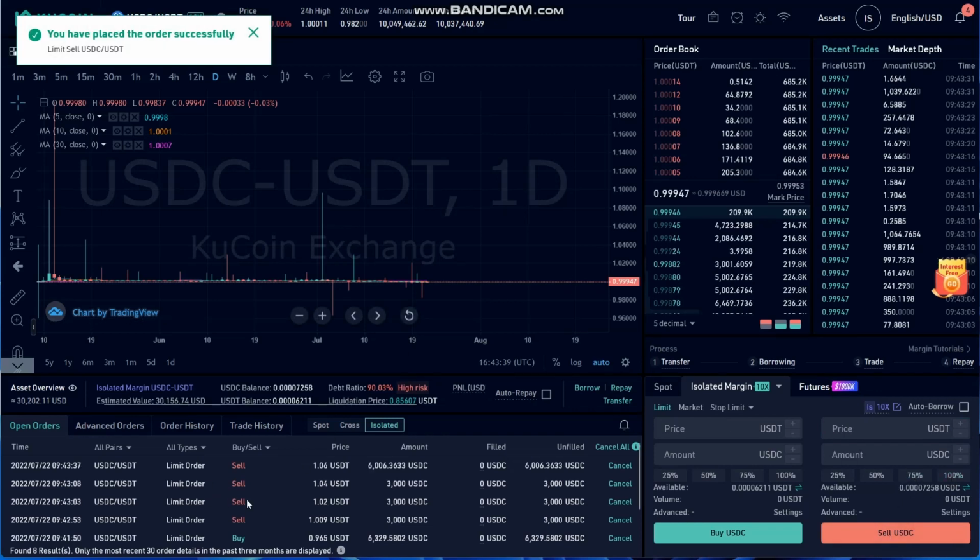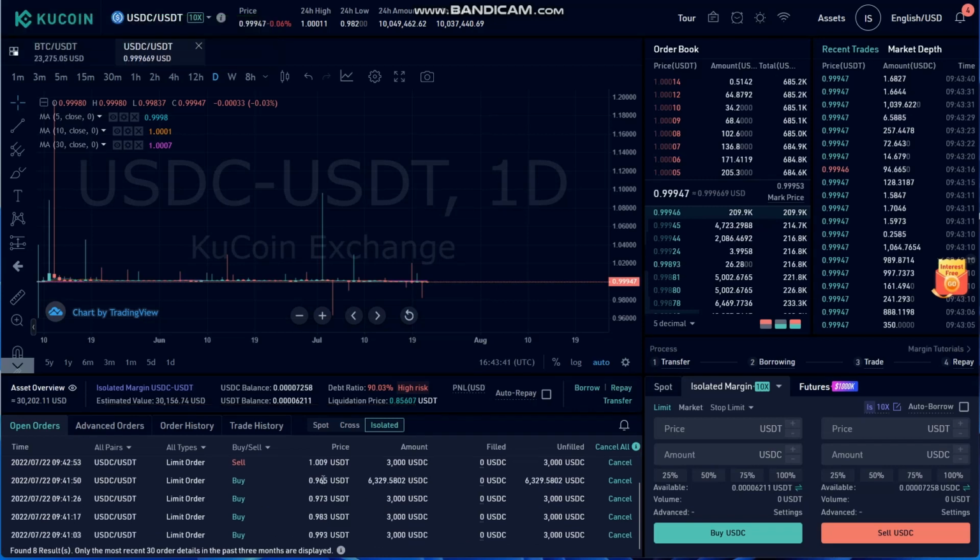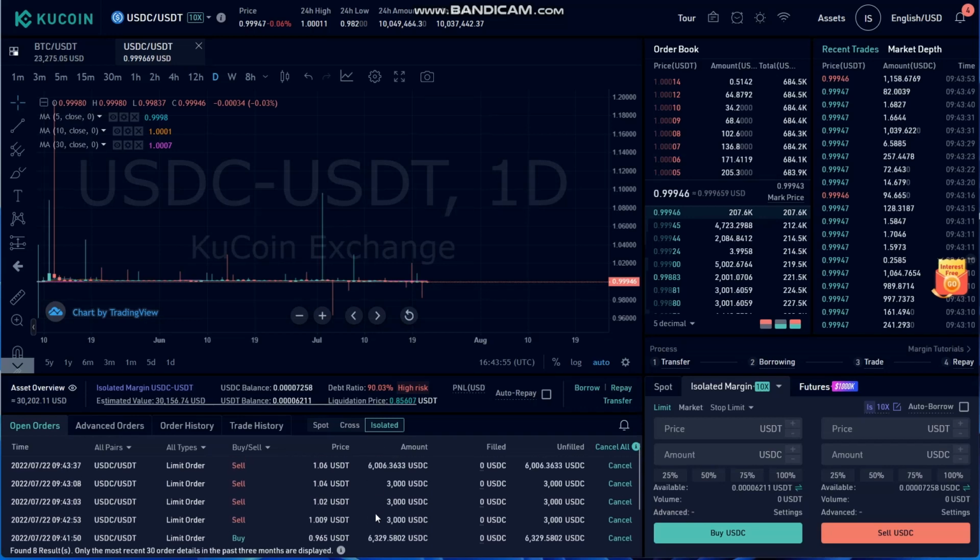So now you can see all your open orders. If it dips 1%, 0.993, 0.983, 0.973, 0.965, if it dips to these numbers, your orders will get filled. And once it goes back to 1.0, you reset and do the same thing again. And same thing with these ones. If it goes up above 1.0, it'll sell, and then when it goes back to 1.0, then you repeat the process again. And that's all there is to it.